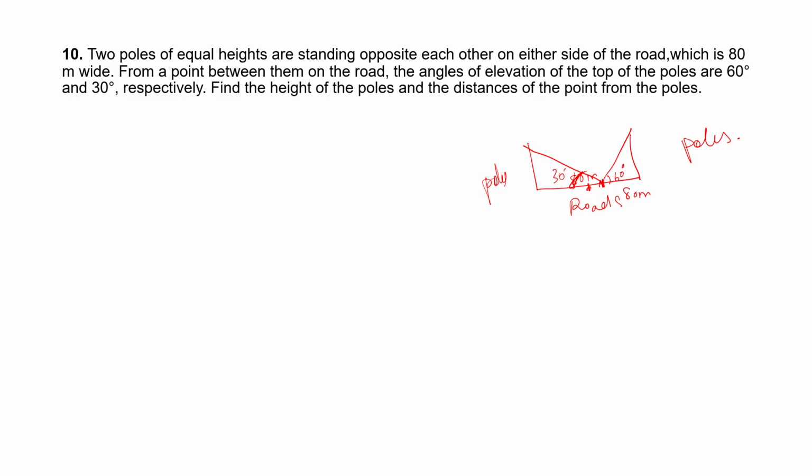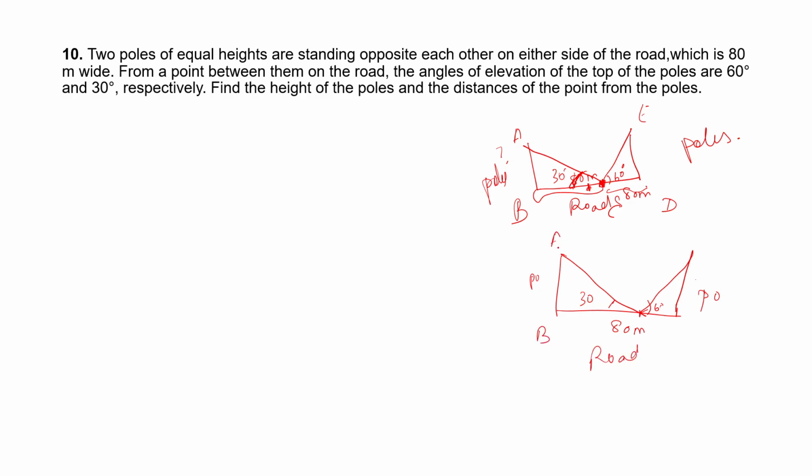So what do you want to find? Find the height of the poles and the distance of the point from the poles. See this distance and this distance. Okay, total distance we know, 80 meter. So A, B, C, D, E. The diagram is like this, 80 meter this one. Standing here we are seeing the top of the pole at around 30 degrees, and from here this side of the pole is seen at 60 degrees. So these are the poles, this is the road, and we have to find the height of the poles.